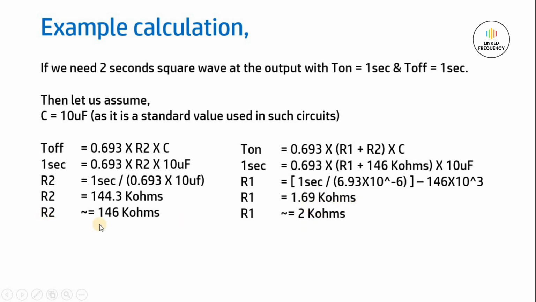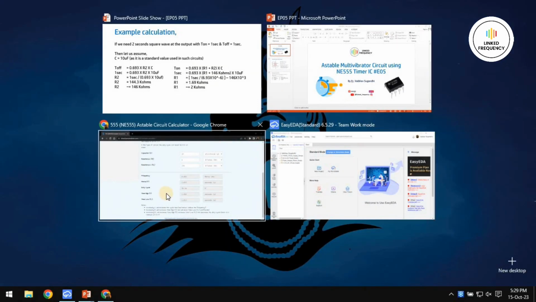This is how you are going to calculate the R2 value and R1 value, assuming the C value and also assuming the T on and T off period with a total time period of 2 seconds. We'll verify these values, or we'll verify whether this one is correct or not, by using online calculators. Online calculators are very handy in such cases.